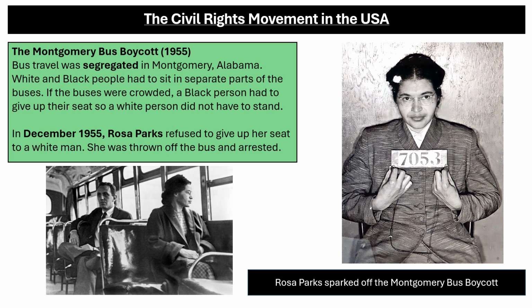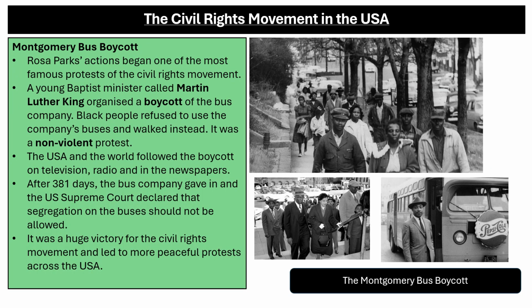Now, in December 1955, this woman who you can see pictured here, called Rosa Parks, refused to give up her seat to a white man. She was thrown off the bus and arrested, and this sparked off an event known as the Montgomery Bus Boycott. Now, Rosa Parks' actions began one of the most famous protests of the civil rights movement.